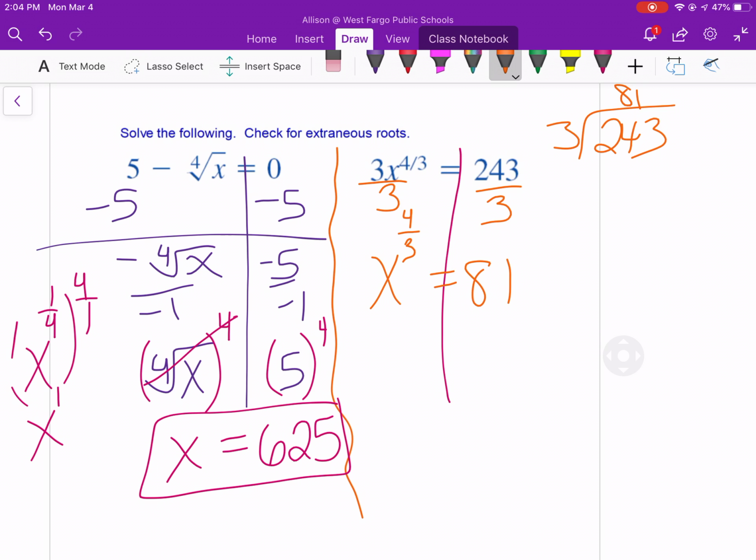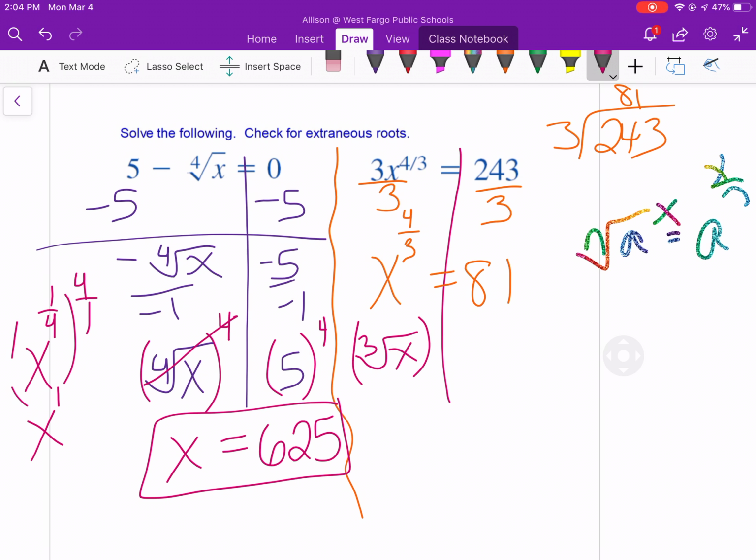Now I think it's easier to rewrite this in root form, and remember, the nth root of a to the x power is the same thing as a to the x over n. So we can rewrite this as the cube root of x, and then that's to the fourth power, equals 81. I like to rewrite it like that because now I'm going to undo the fourth power, so get rid of the exponent by taking the fourth root of both sides. So if I take the fourth root of both sides, the fourth root and the fourth power simplify, so I just have the cube root of x left on the left.